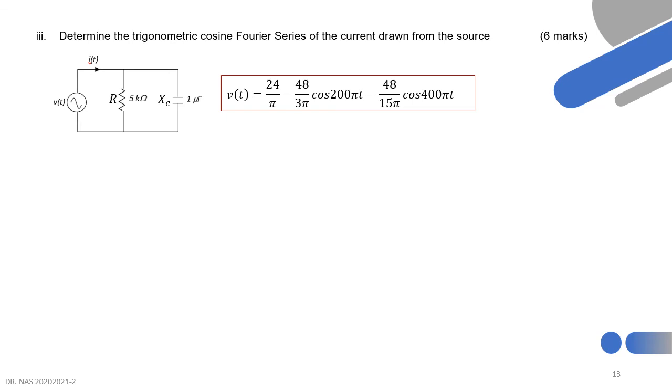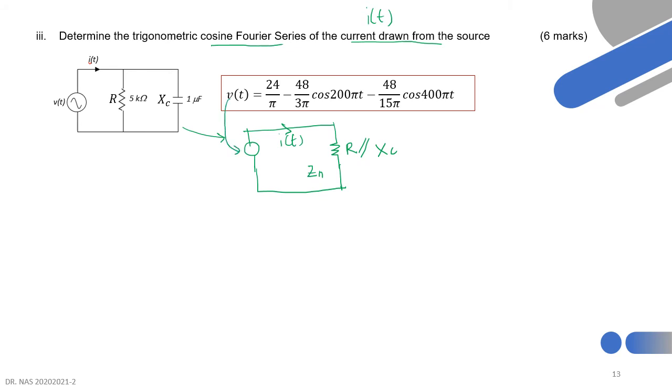Okay, next you need to determine the trigonometric cosine Fourier series for the current drawn from the source. So the current drawn from the source is IT. So from basic circuit theory, you can represent this circuit into this. So you have the total impedance Zn, in which this is when R in parallel with XC. So this is your IT and this is the source VT. Okay, so don't forget the XC is equal to 1 over j n omega naught C. Okay, so to calculate I, you need to divide the VT with the total impedance.